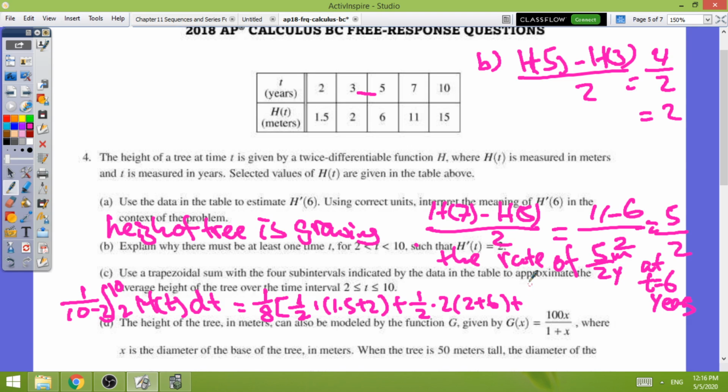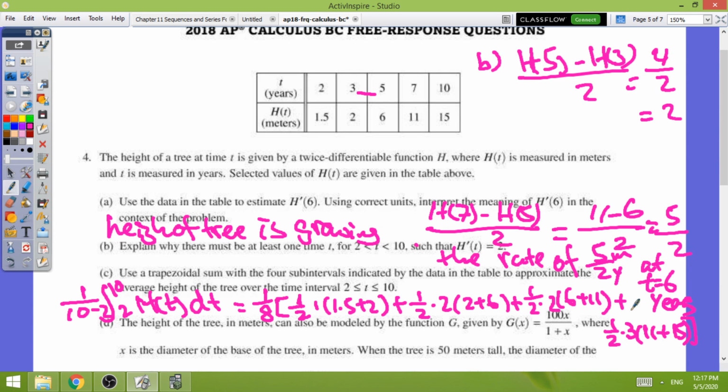And then you do the same thing for the rest of the intervals, so 1/2. The time interval from 5 to 7 is 2. And again, this column, we need to use again for the lower base, so 6 plus 11. And then the last one from 7 to 10, the time interval would be 3, and we have to use 11 and 15, lower base, upper base.